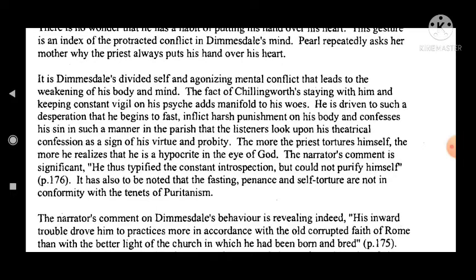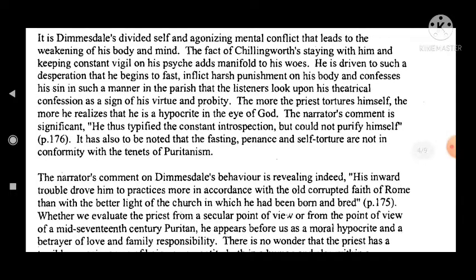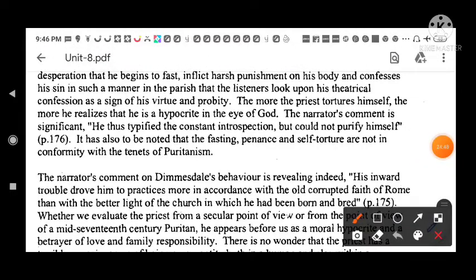The more the priest tortures himself, the more he realizes that he is a hypocrite in the eye of God. So here is the main key point. You can note down in your notebook: the more the priest tortures himself, the more he realizes that he is a hypocrite in the eye of God.